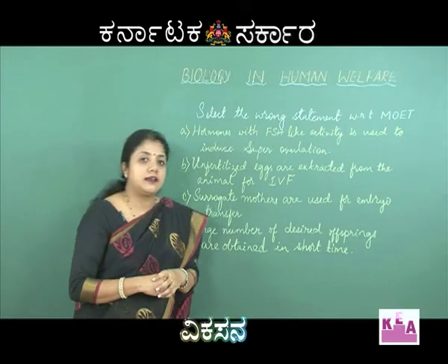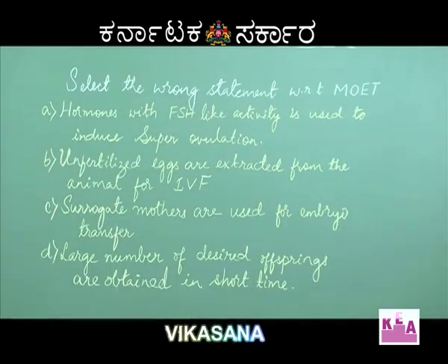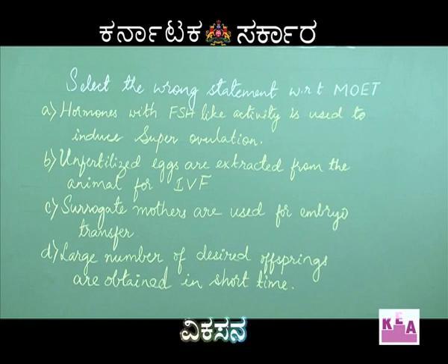Now, here is yet another question where you need to identify the wrong statement, and in this question you will have to select the wrong statement with respect to MOET. Statement A, hormones with FSH-like activity are used to induce superovulation. Statement B, unfertilized eggs are extracted from the animal for IVF. Statement C, surrogate mothers are used for embryo transfer. And statement D, a large number of desired offspring are obtained in a short time.